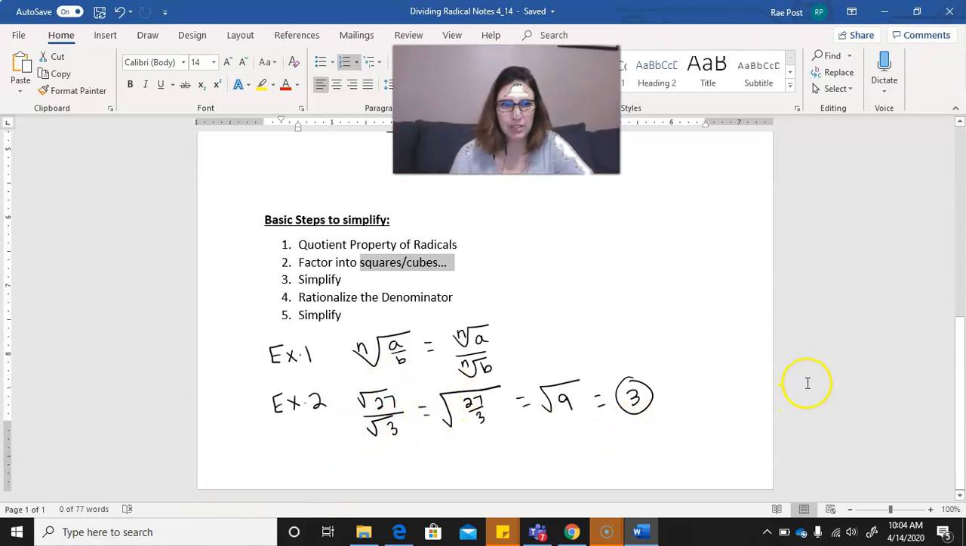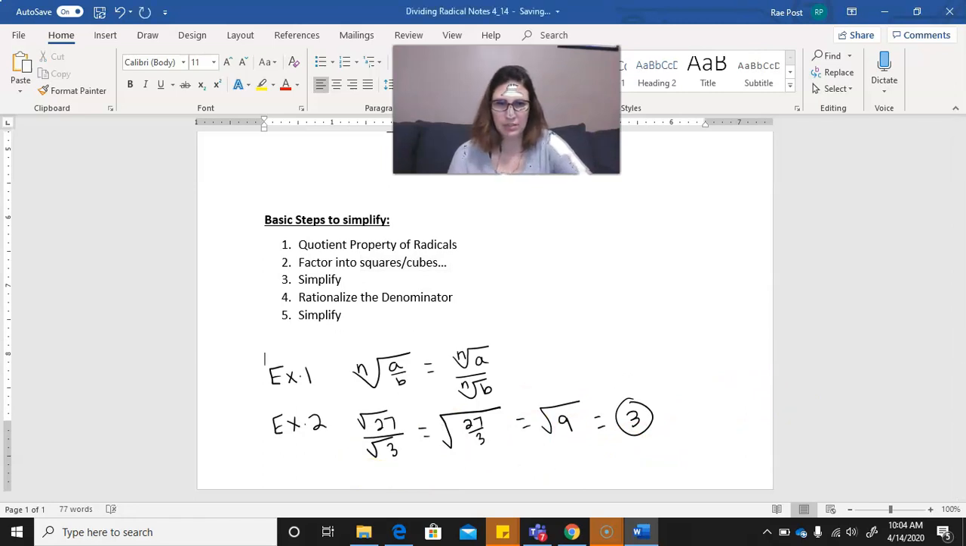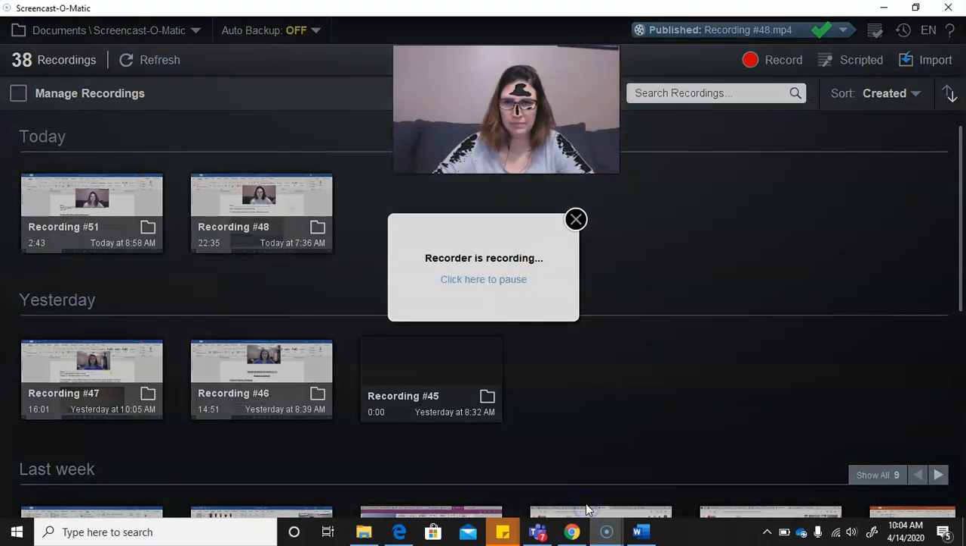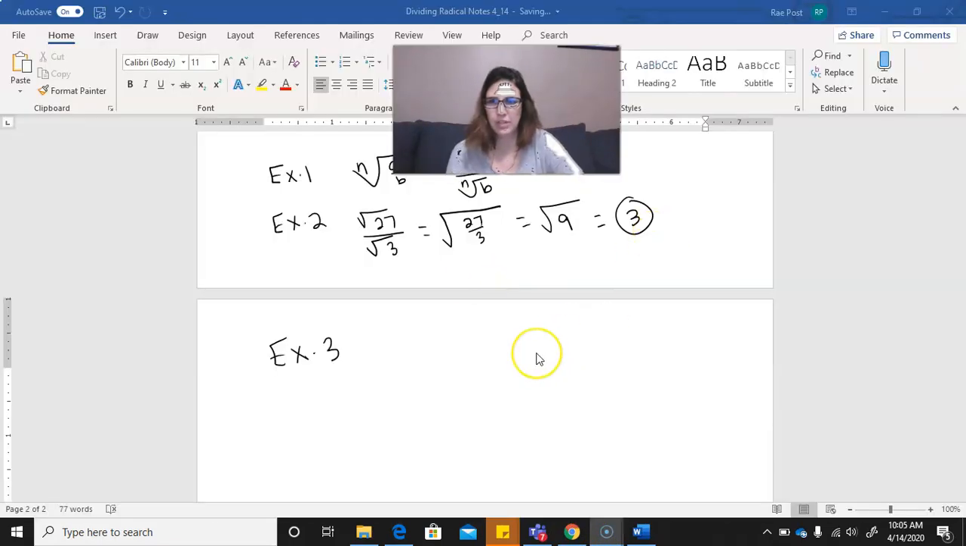All right, and let's do some more. Let me see if I can do this. Well, I kind of knew that was going to happen. All right, now let me do an example 3. And I'm going to move this around for you guys. Hang on just a second. Okay, so I fixed my cursor.